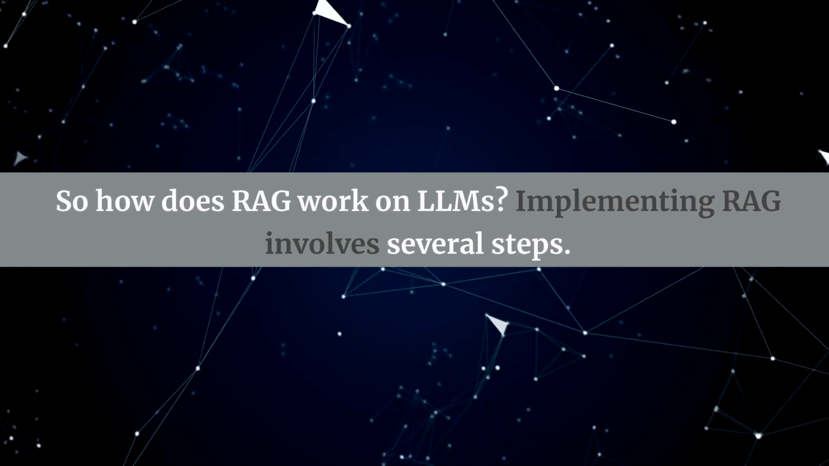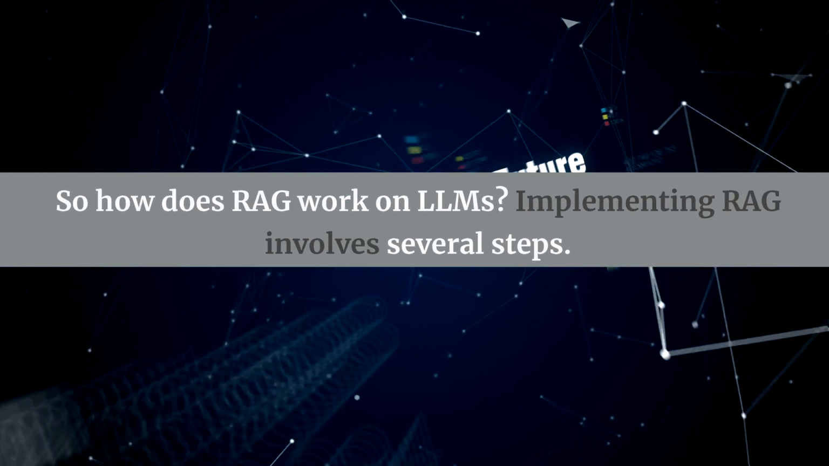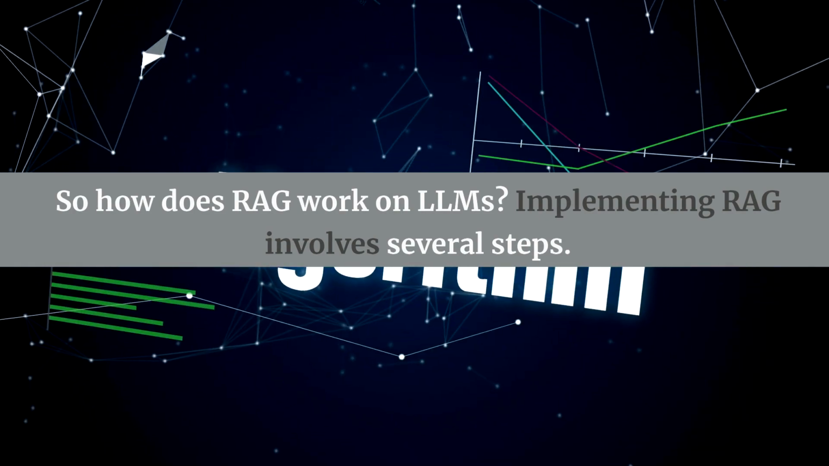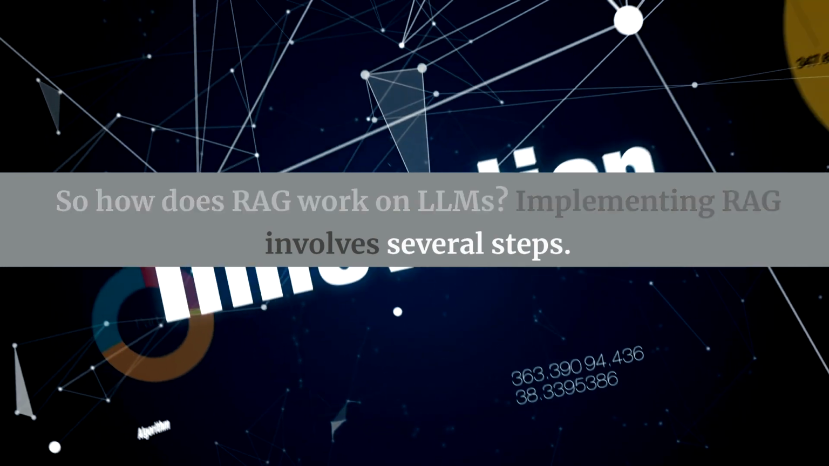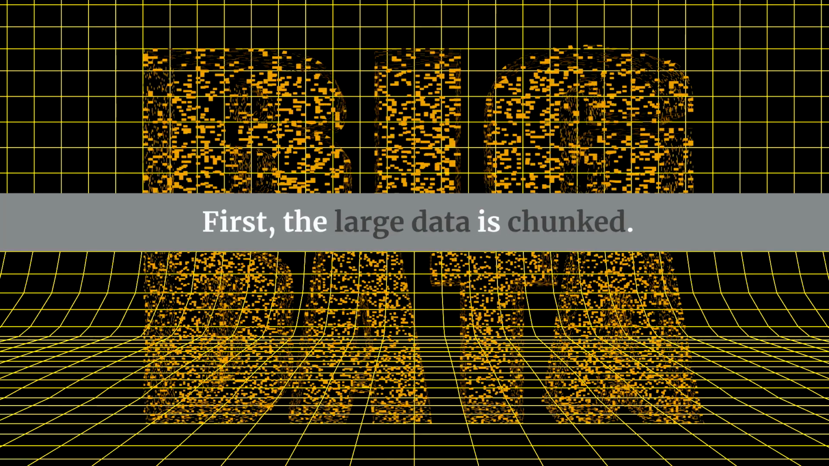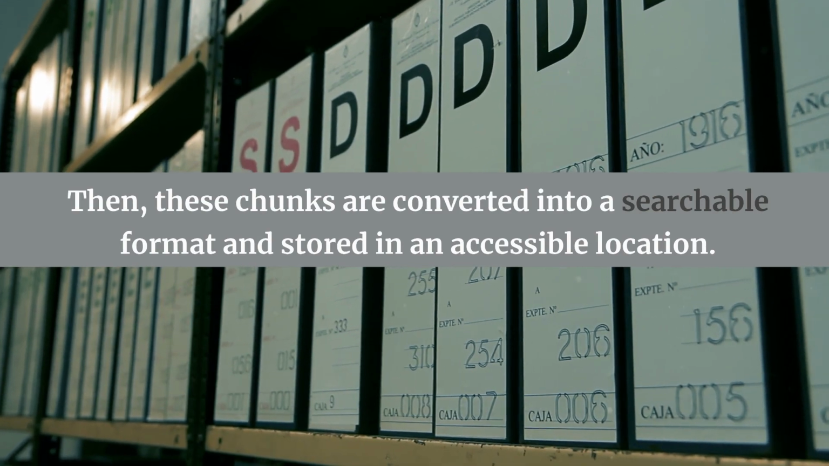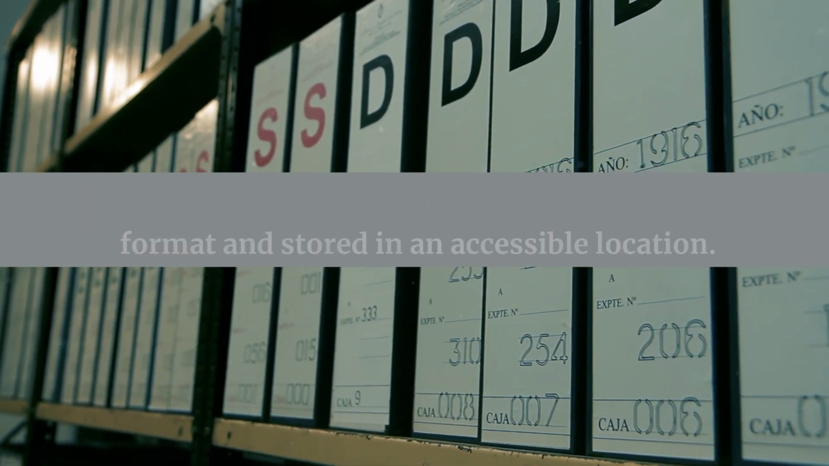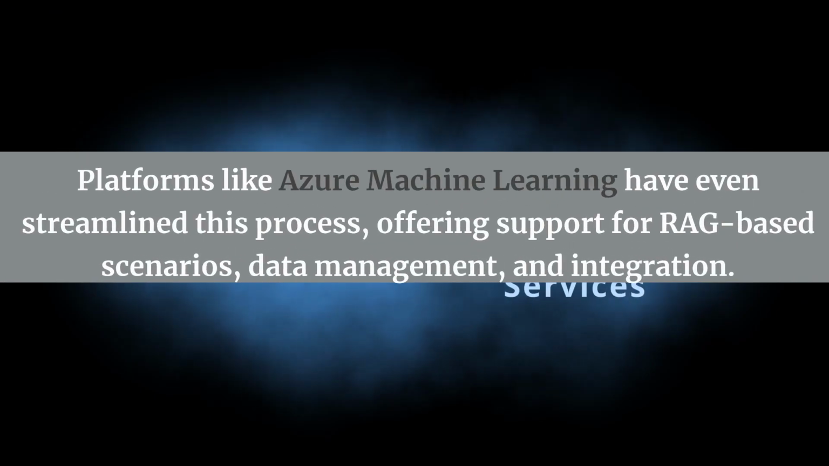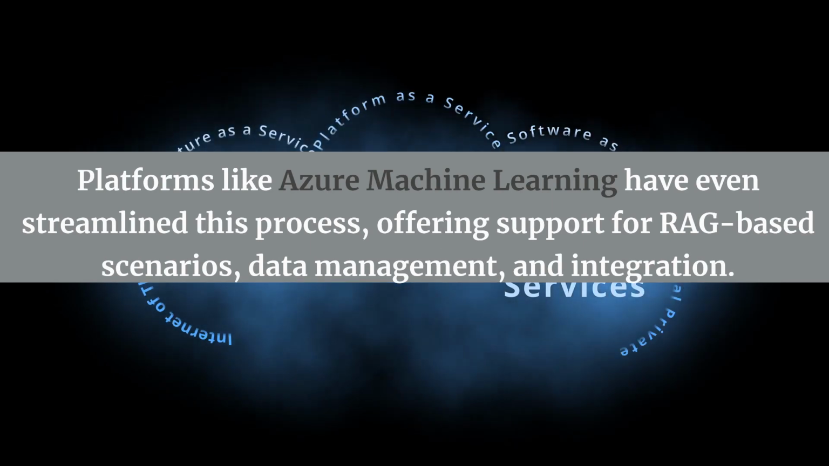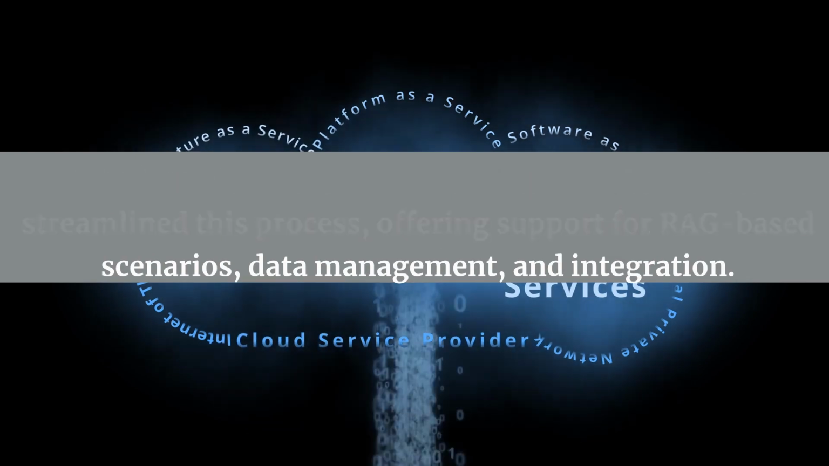So how does RAG work on LLMs? Implementing RAG involves several steps. First, the large data is chunked. Then, these chunks are converted into a searchable format and stored in an accessible location. LLMs can then use this stored data to generate informed responses. Platforms like Azure Machine Learning have even streamlined this process, offering support for RAG-based scenarios, data management, and integration.